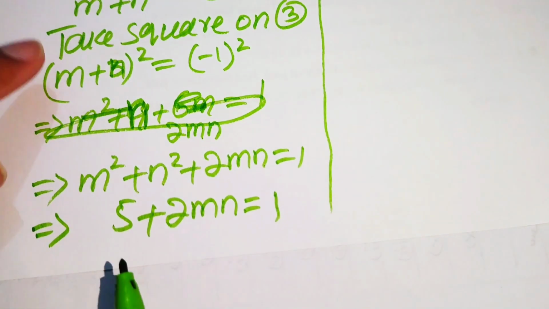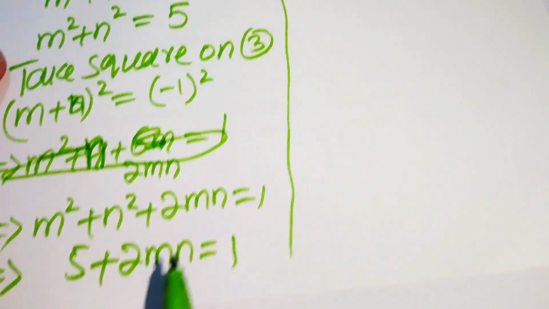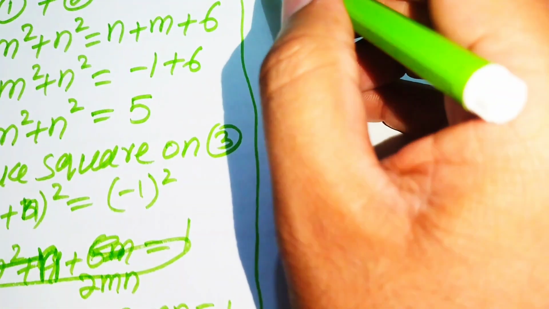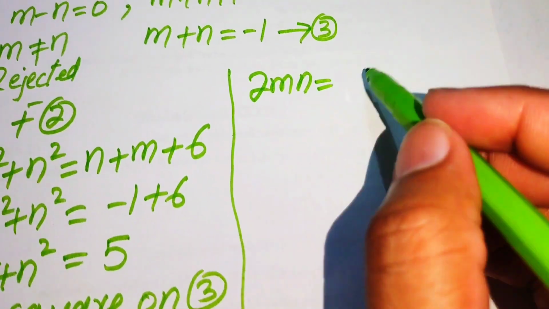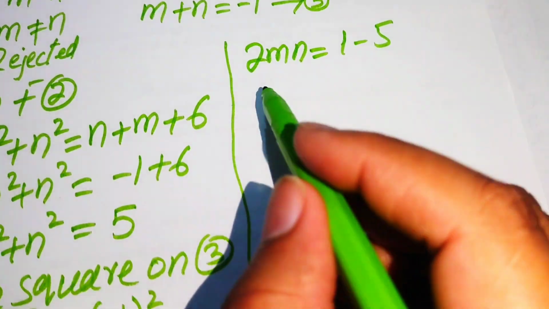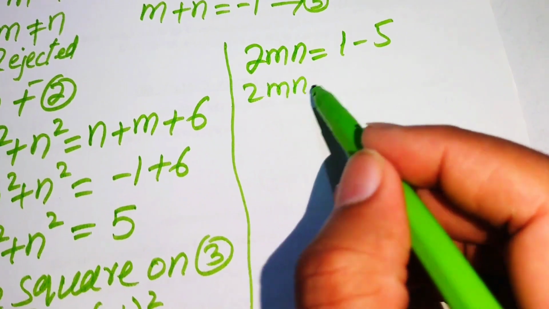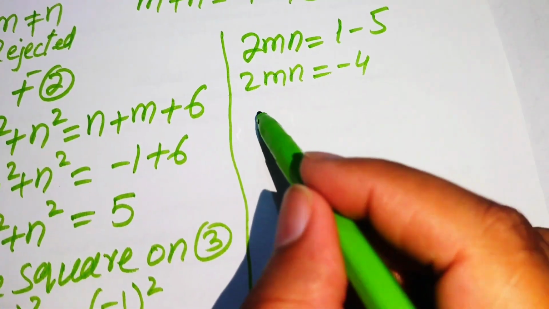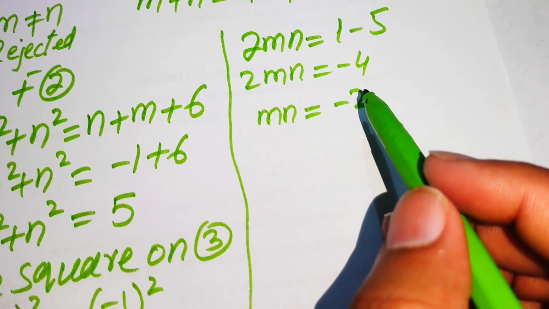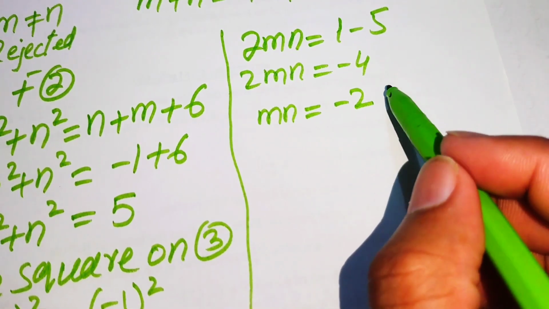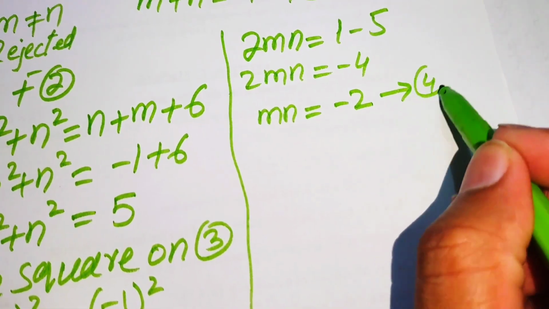So in the next step, we move this to the top of this page, and we write it as 2 times mn equals 1 minus 5. So we get here 2 times mn equals minus 4, and we have our mn equals minus 2. So we call this equation number 4.